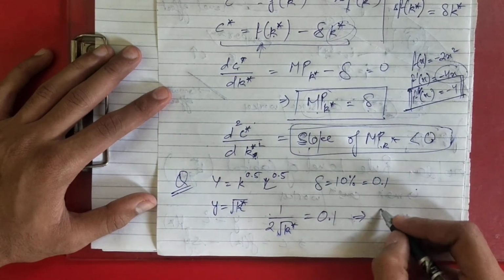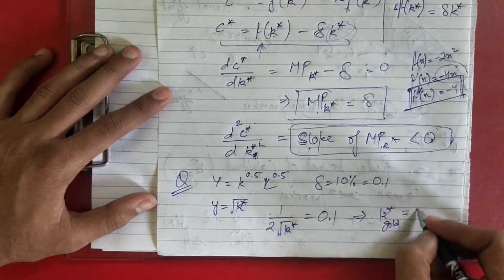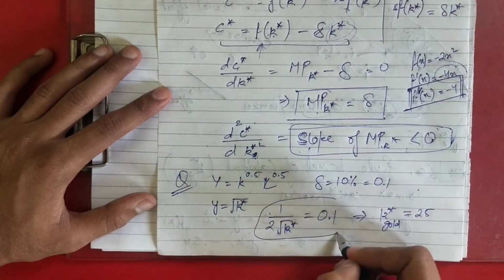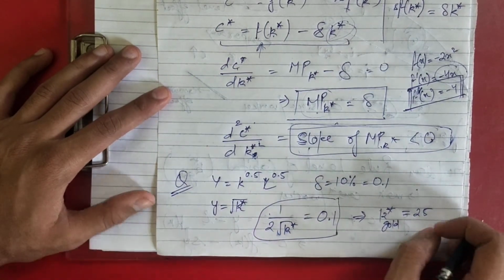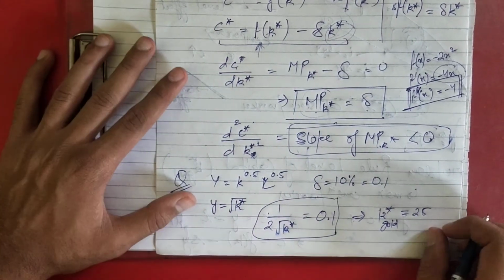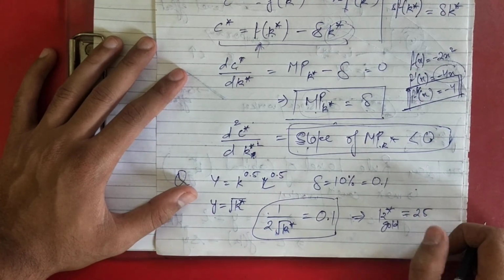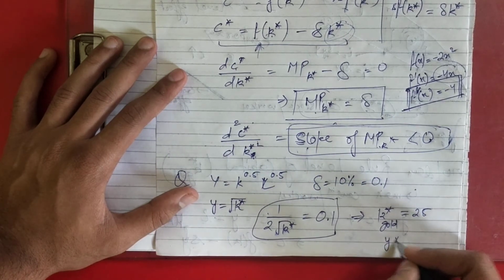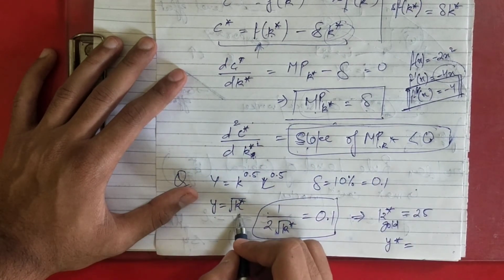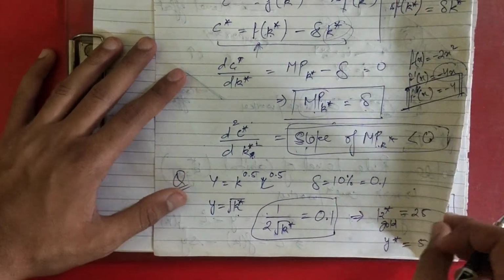This implies you get your K star gold value. Whatever value of K star comes through this condition will be your K star gold, where your consumption per worker is maximum. Similarly, corresponding to this K star gold, 25, your Y star will be, if you put 25 here, Y star is equal to 5. Okay, so now let's move on. But the question didn't ask this.